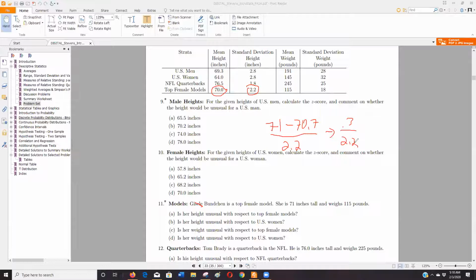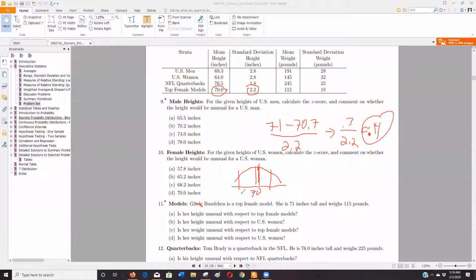So that tells me that she is about 0.14 standard deviations above the mean. Well, that's a whole lot less than 2. What it looks like is, here's the distribution, here's the mean of about 70, and she's falling just about here. So certainly within 2 standard deviations.